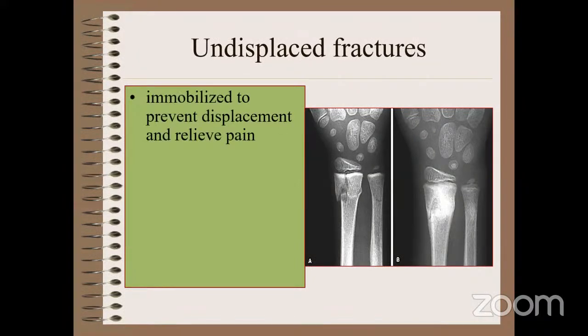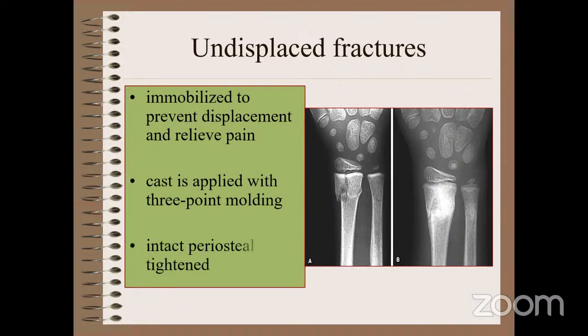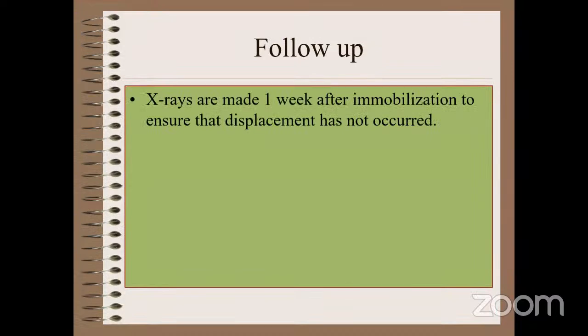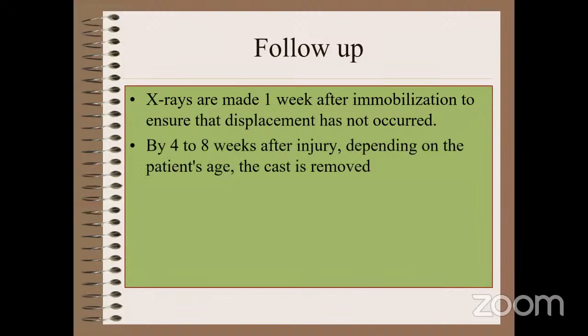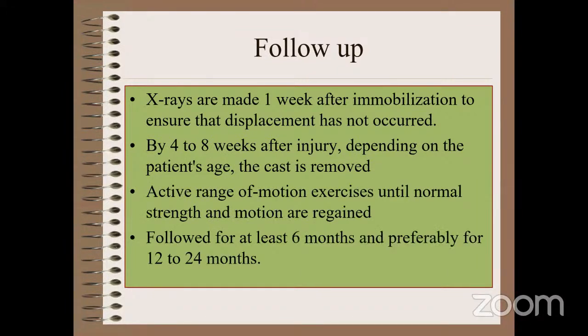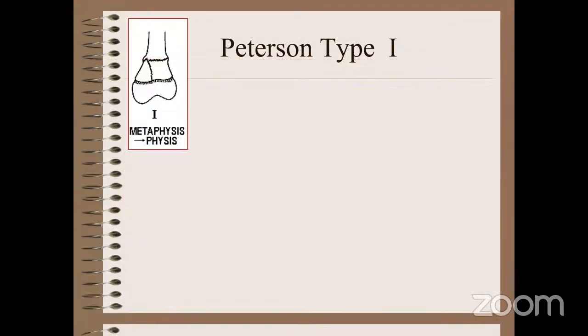Undisplaced fractures, metaphyseal fractures, can just be immobilized in a plaster with a 3-point molding and tighten up the intact periosteal hinge so that there is no displacement. You always take an X-ray after 1 week to make sure that there has been no displacement. Usually in 3 to 6 weeks, all injuries will heal up. Cast is removed and active range of motion, but always follow them for 1 year. If a growth arrest has to happen, you will see the Harris growth arrest lines. And if they are converging, there will be a bar.